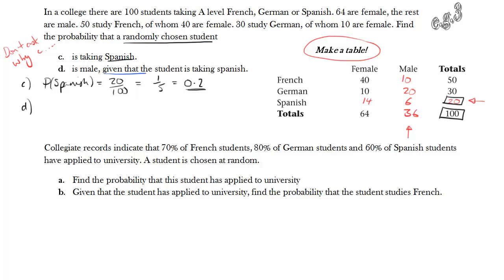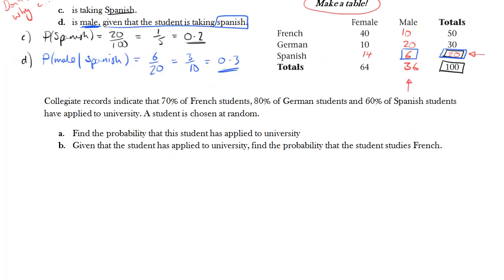Now, we've got conditional probability. So given that the student is taking Spanish, that means it's not the total of 100 that I'm drawing from, it's from these 20 people. And I want the probability that they're male. So there are 6 people that fit that. So out of those 20, I want the likelihood that I get one of those 6. So 6 out of 20. So seeing it in the table allows you to see the sample space in each case. Right, pause it and read the next bit.